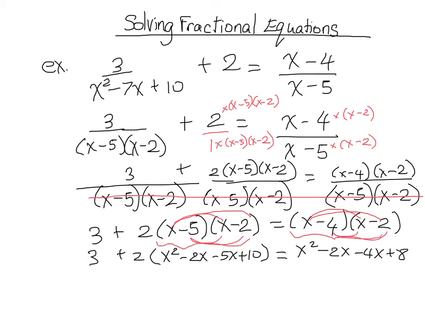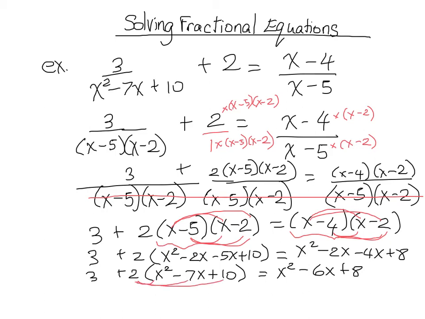All right, before we do any more multiplication, let's simplify the two things that we just found. So I'm just rewriting that: 3 plus 2, x squared, join my like terms, minus 7x plus 10, equals x squared minus, like terms, 6x plus 8. Okay, now we can distribute our 2.